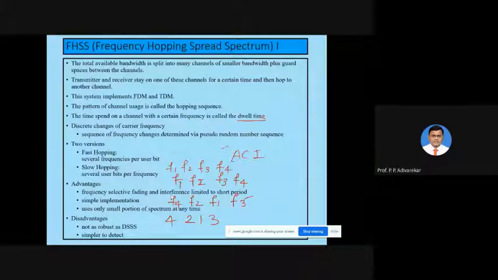In slow hopping, exactly the reverse procedure is followed. So 3 bits might stay on a single frequency. Is that understood? That means in fast hopping, 1 bit can stay on 3 different frequencies, whereas in slow hopping, 3 bits might stay on a single frequency. How this is implemented, we will see in the next slide.